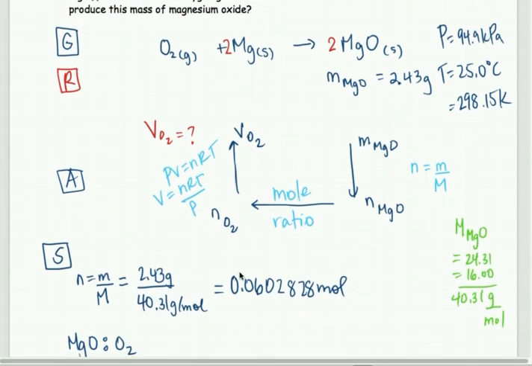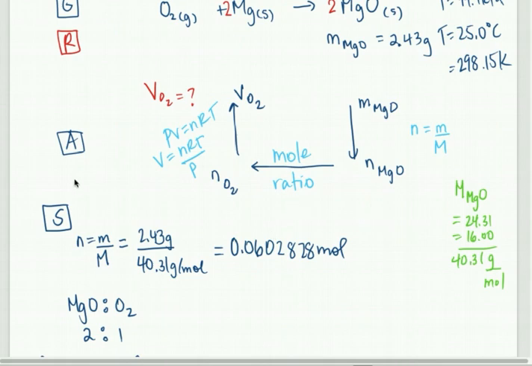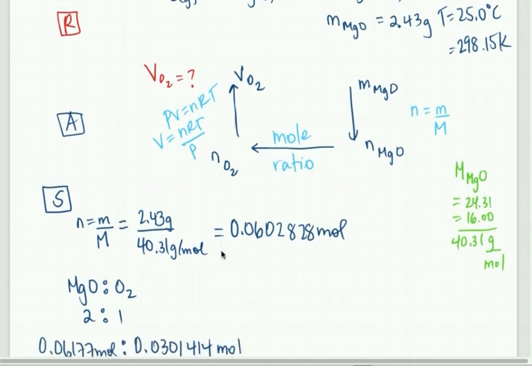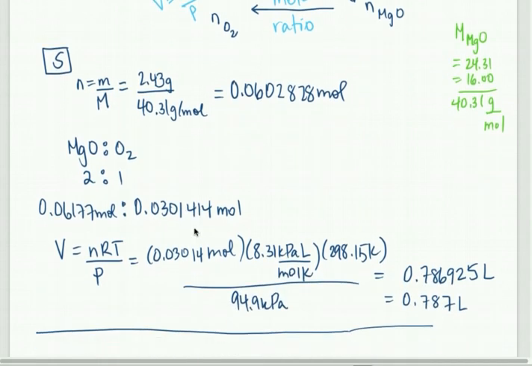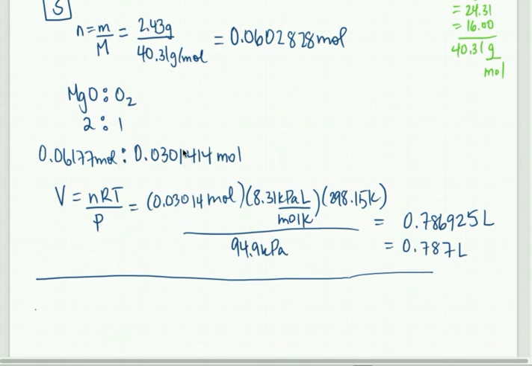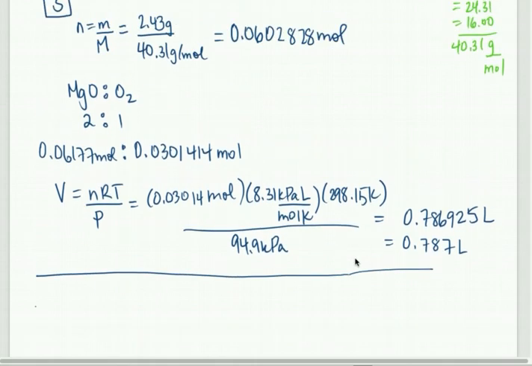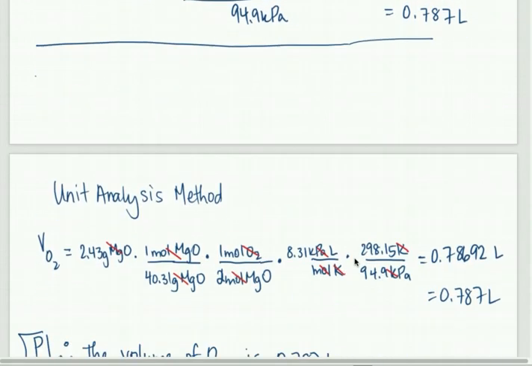Okay, so I did the formula method first. So we calculated the amount of magnesium oxide first by dividing by the molar mass. Then we did the mole ratio. Okay, so we're going to go 2 to 1, so we're going to divide by 2. Then we get the amount of oxygen. All right, and then once we have the amount, we're using the ideal gas law, crunching all the numbers in here and getting 0.787 liters. Okay, so that's the formula method.